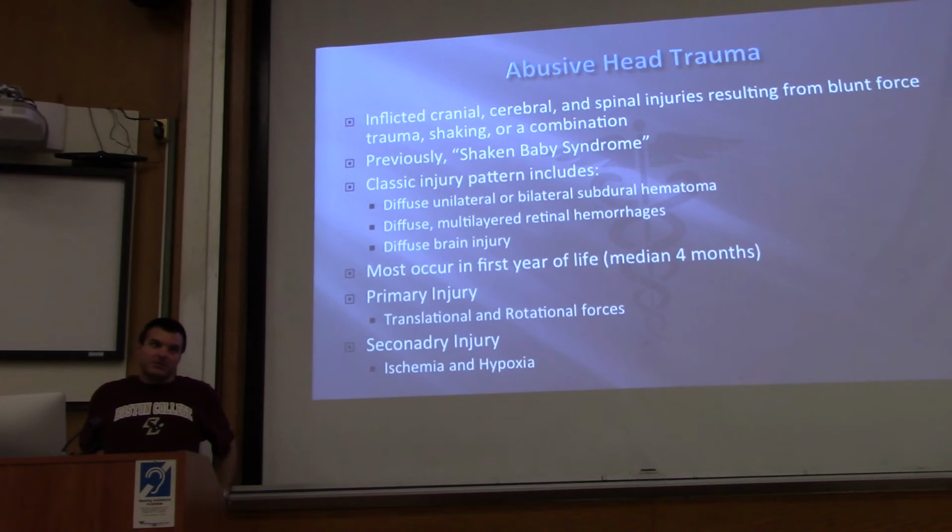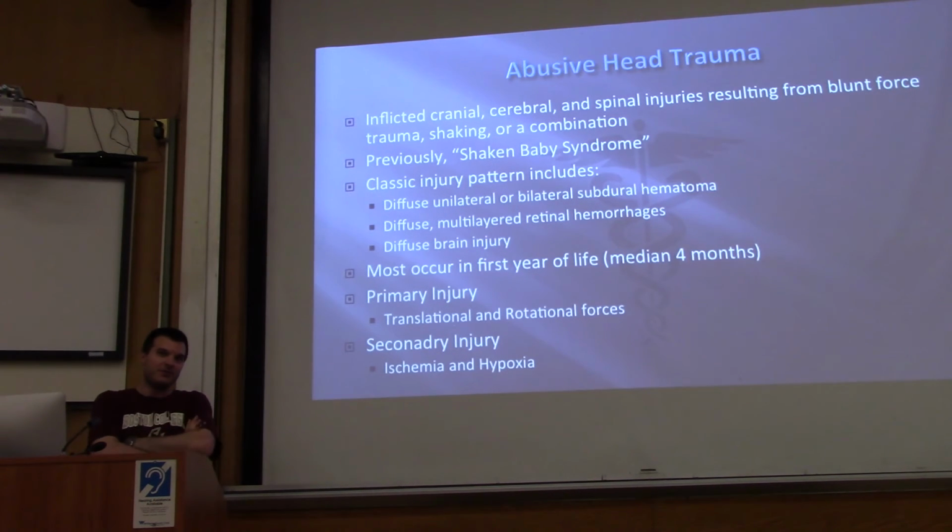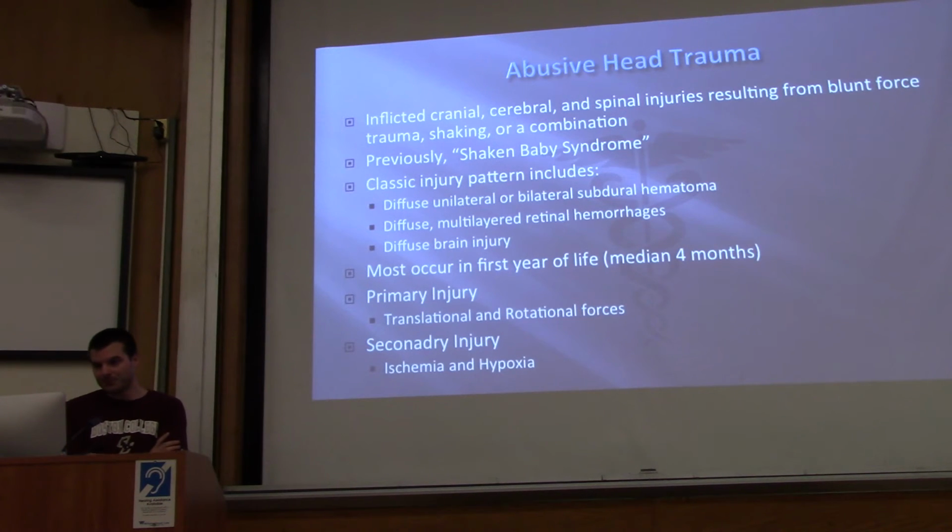Head trauma. It's called abusive head trauma now instead of shaken baby syndrome because it happens from other things other than shaking. Usually your classic injury pattern is unilateral or bilateral subdurals with retinal hemorrhages and this diffuse brain injury. Most occur in the first year of life. Your median age is about 4 months.